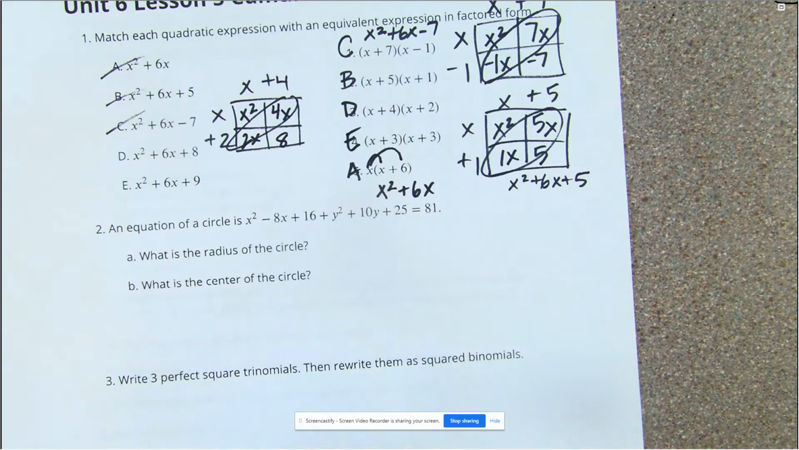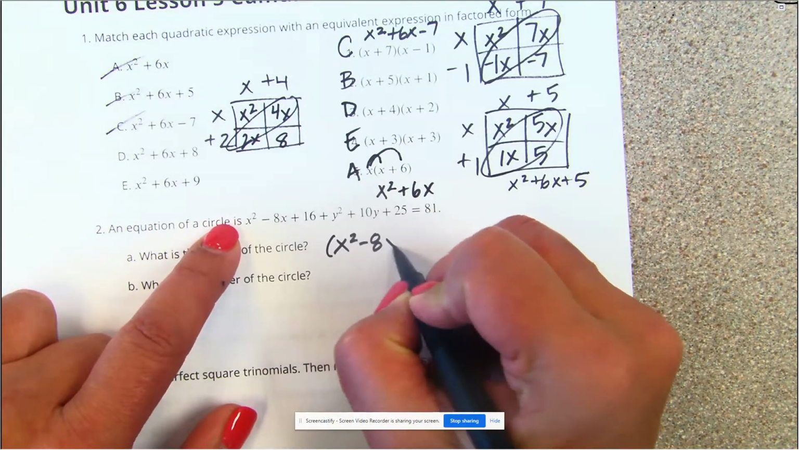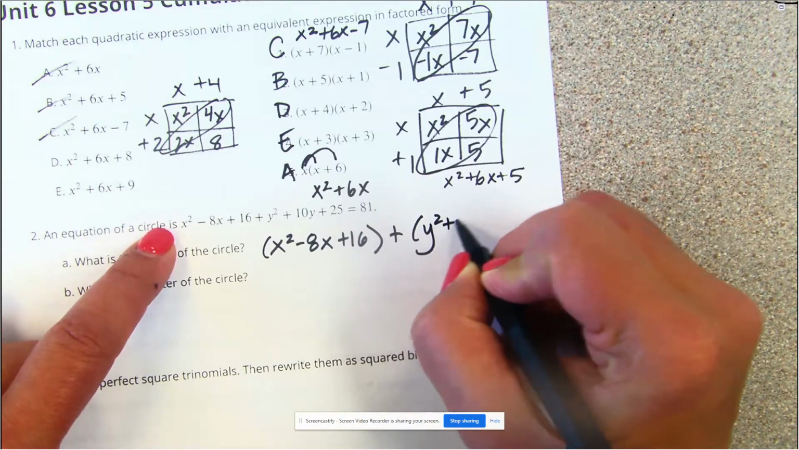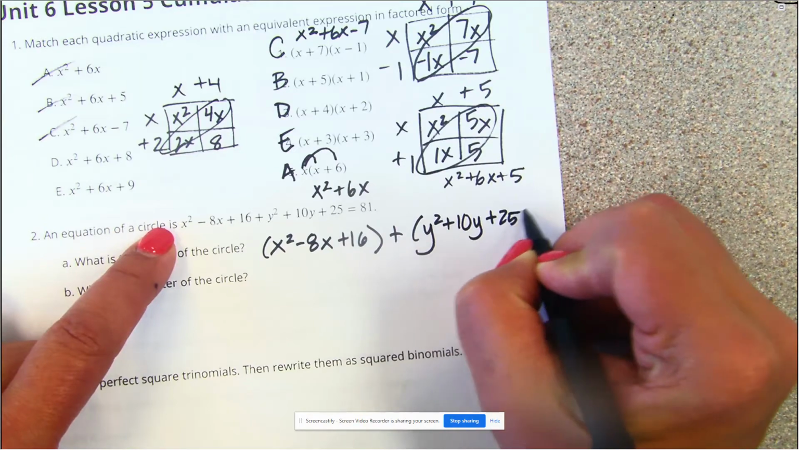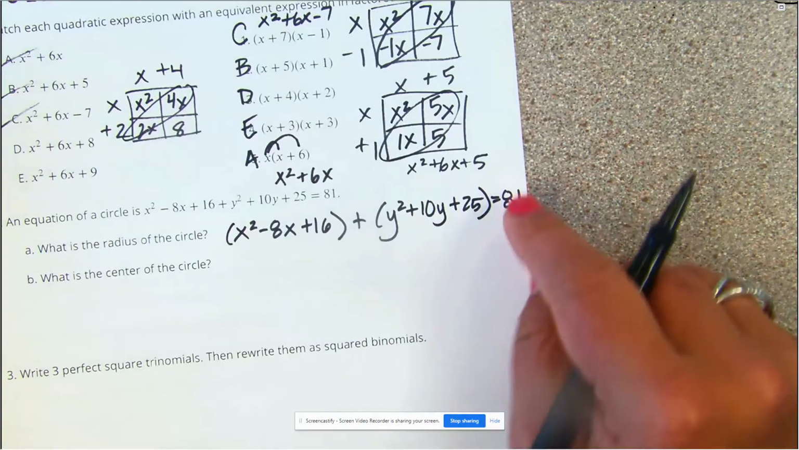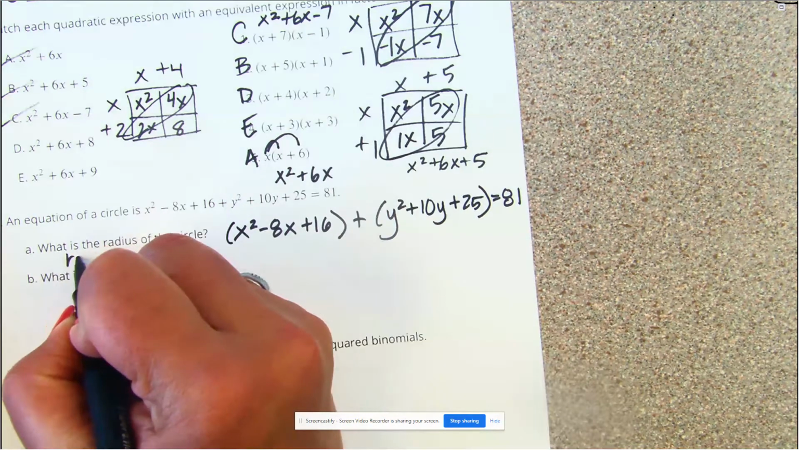An equation of the circle is x squared minus 8x plus 16 plus y squared plus 10y plus 25 equals 81. What is the radius of the circle? So we need to reorganize this. Now I know the radius is this guy squared. So the square root of 81. So the radius is 9.